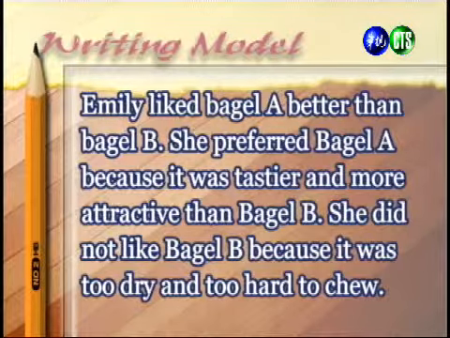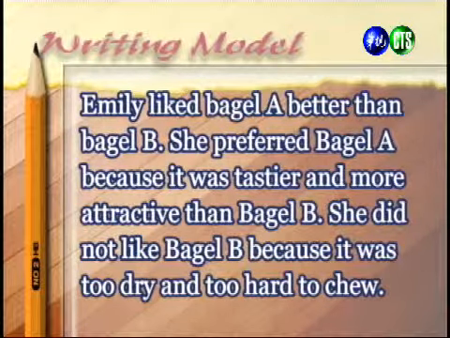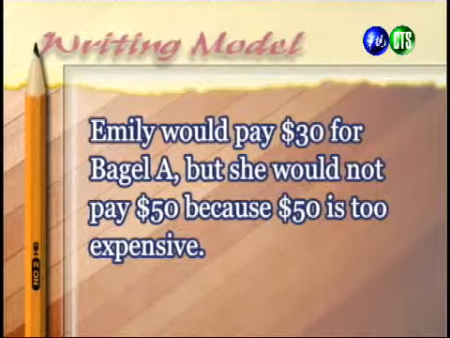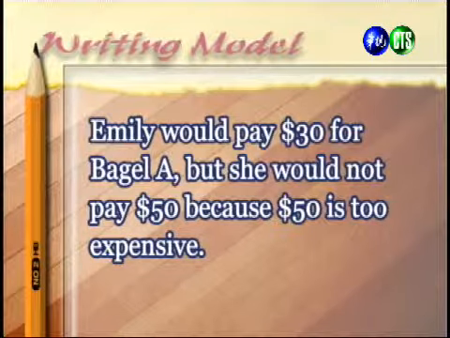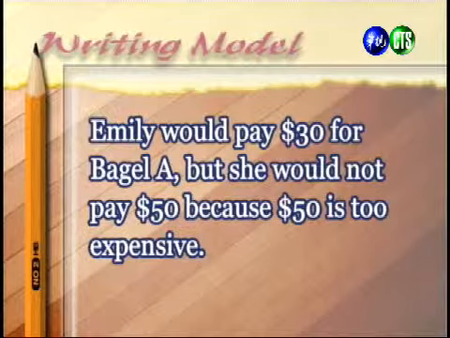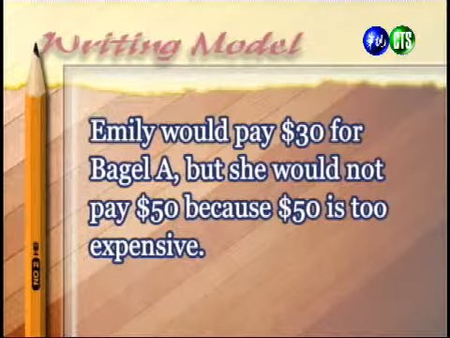She doesn't like bagel B because it tastes too dry, and it's not easy to chew. Emily would pay $30 for bagel A, but she would not pay $50 because $50 is too expensive. All right, so you can see that we have a very simple report about bagel preference in this little writing model.